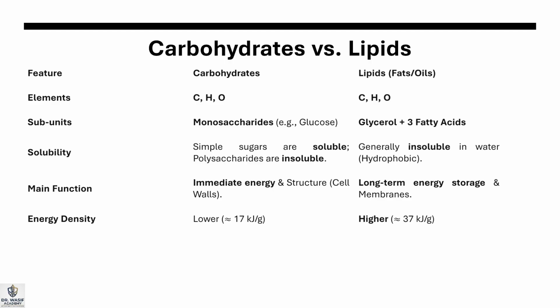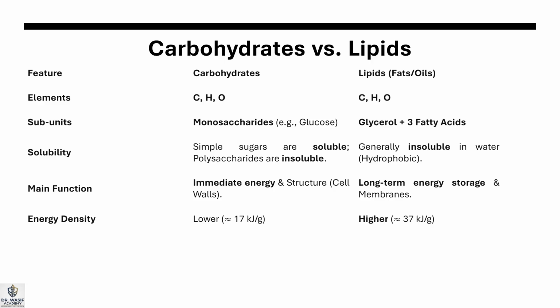Now we have covered a lot of ground, so let's pause and see how these two essential macromolecules stack up against each other. This summary table is your ultimate cheat sheet for revision. As a discussion, both carbohydrates and lipids are built from the same three ingredients. Which ones are those? Carbon, hydrogen, and oxygen. But look at how they differ in structure. Carbohydrates are built from monosaccharides, while lipids are an assembly of glycerol and fatty acids. You should remember this difference.